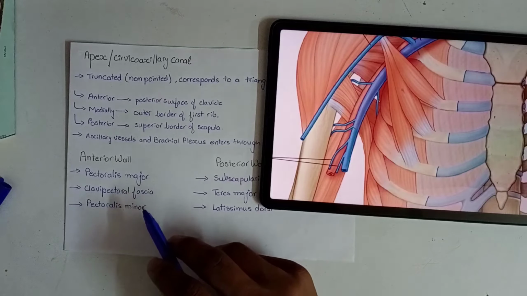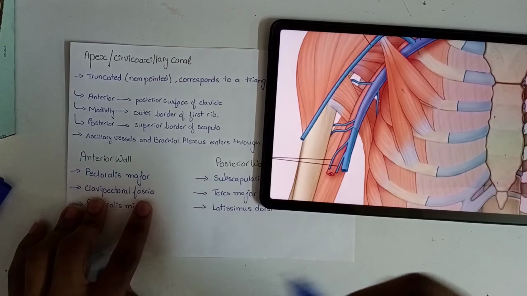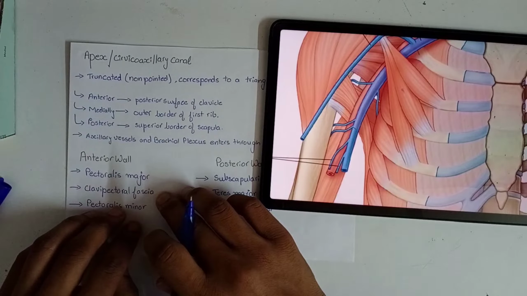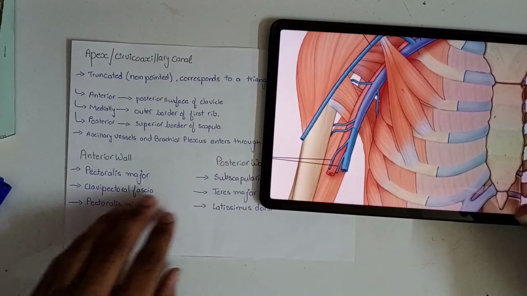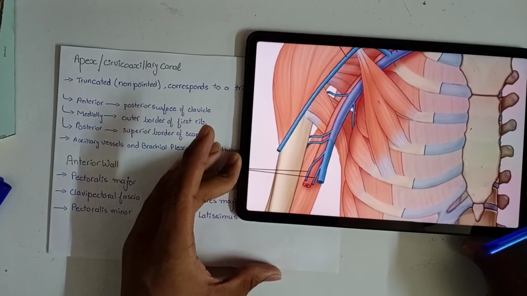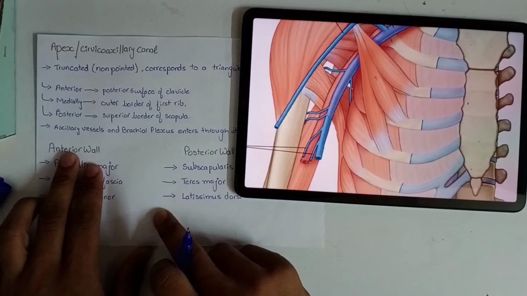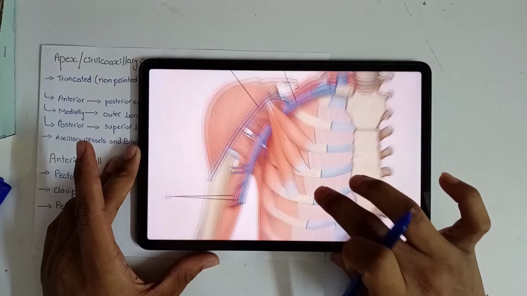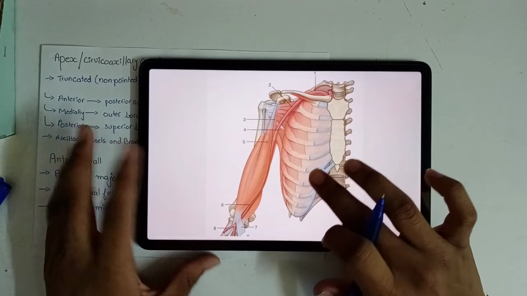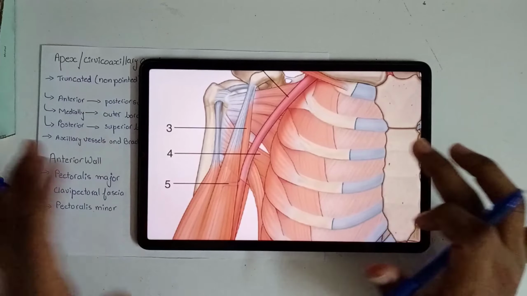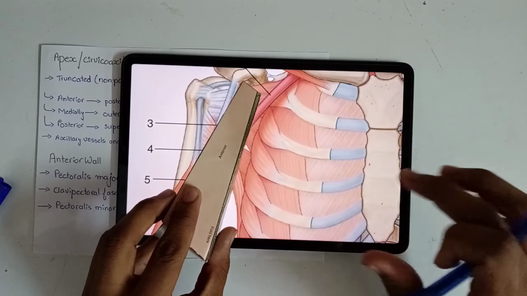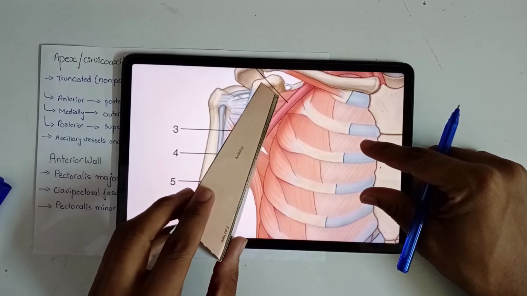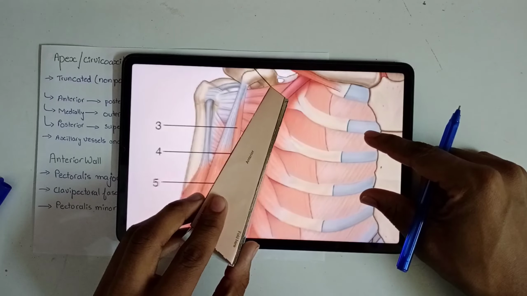In short, the clavipectoral fascia is the fascia which starts from the clavicle and covers the subclavius muscle. That is the clavipectoral fascia. So we are done with the anterior wall. Now seeing the posterior wall. In this view we have removed our anterior walls, that is pectoralis major and minor, and our axilla looks like this.